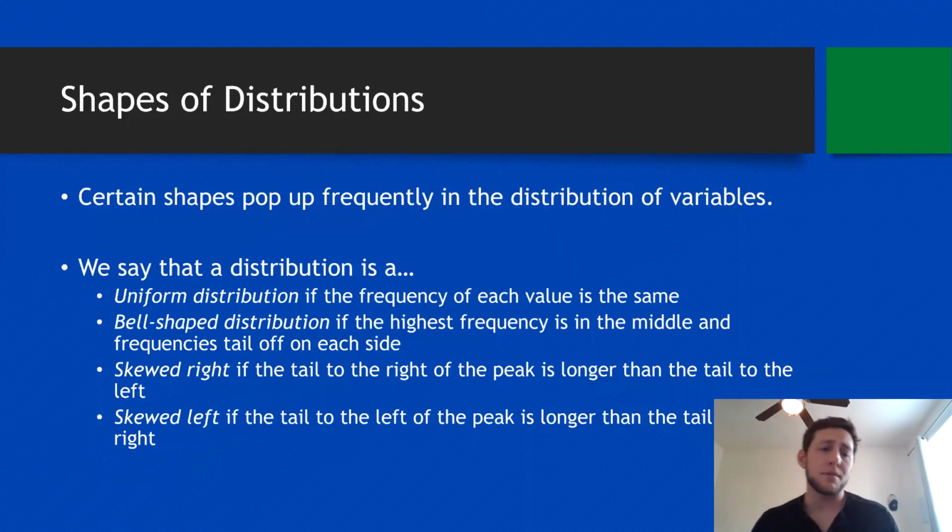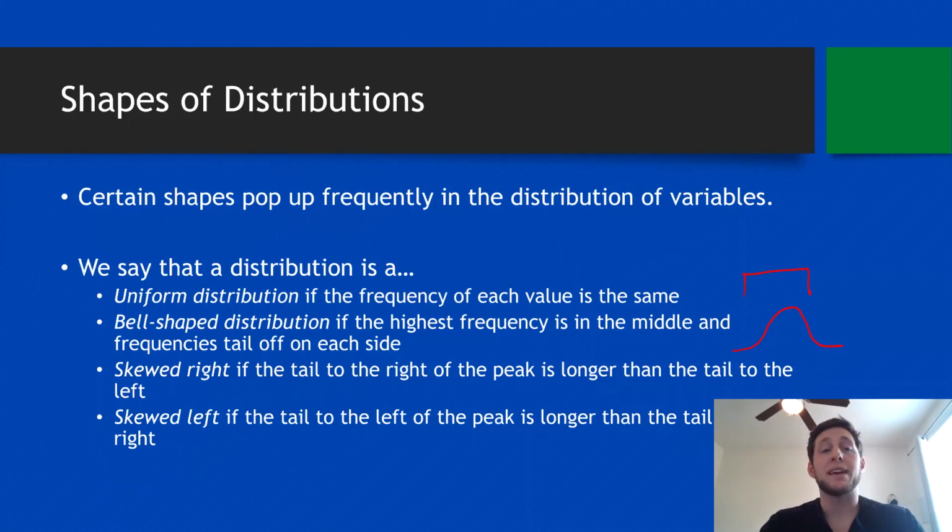Here are our technical names. We say that a distribution is uniform if each frequency has the same value. That just means the bars all have the same heights. We'll say that a distribution is bell-shaped if the highest frequency is in the middle and you tail off to either side, so it'll look something like this, or like that for uniform.